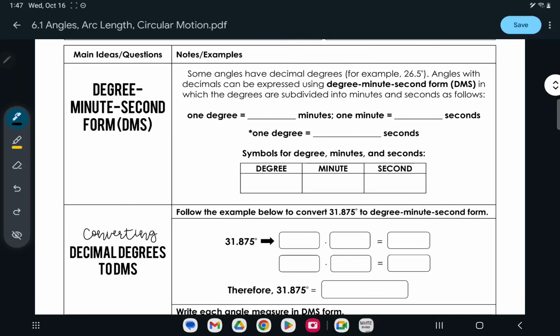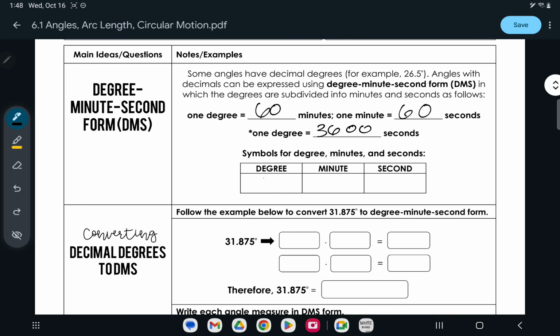All right, we could have the degrees written as decimals or in a degree, minute, second form. Think like latitude, longitude. That's how those are written. 1 degree is 60 minutes. 1 minute is 60 seconds. So 1 degree has 3,600 seconds.